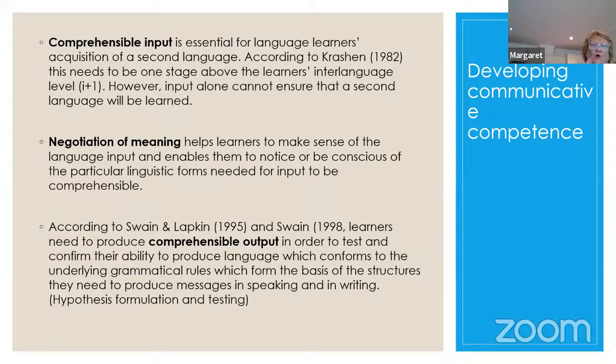Secondly, in order for a language to be learned, Merrill Swain talks about the necessity of negotiation of meaning. Learners have to be able to interact with the language input and with other people in a way that enables them to notice or be aware of particular linguistic forms in order for the input to become what's called intake, in other words, comprehensible.